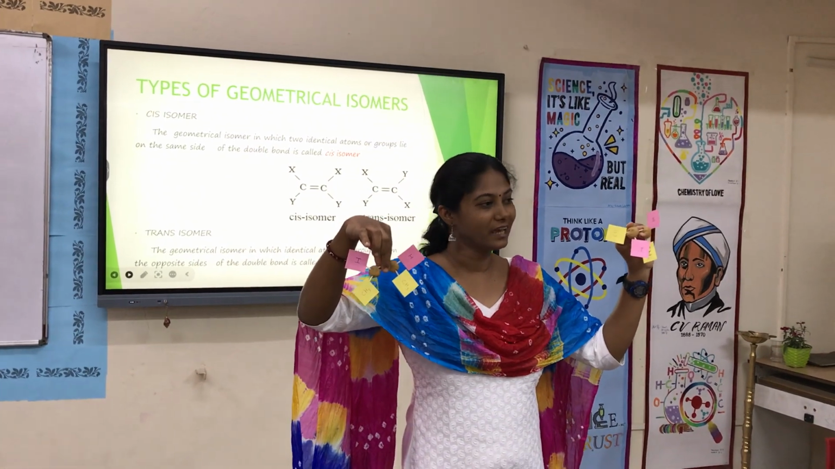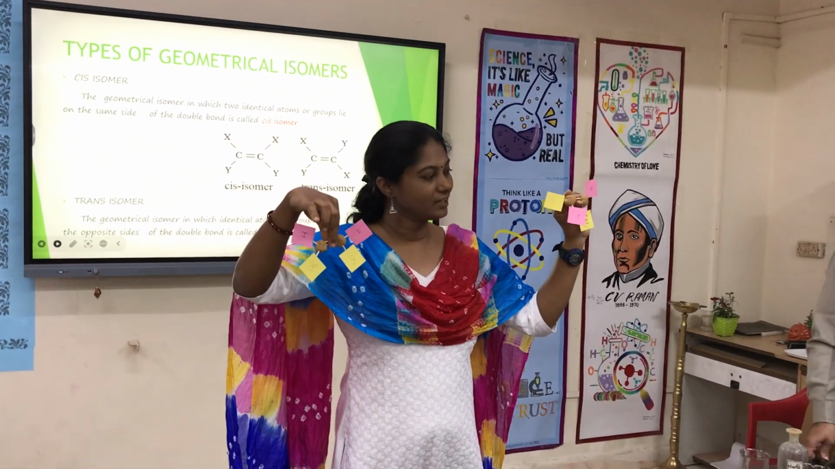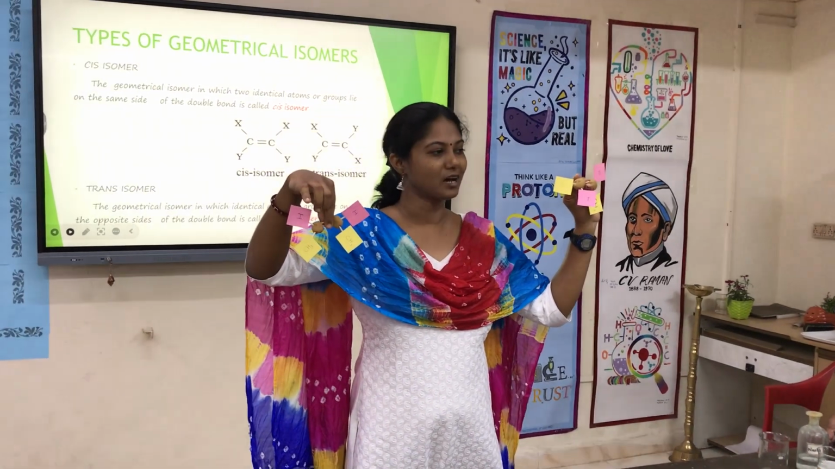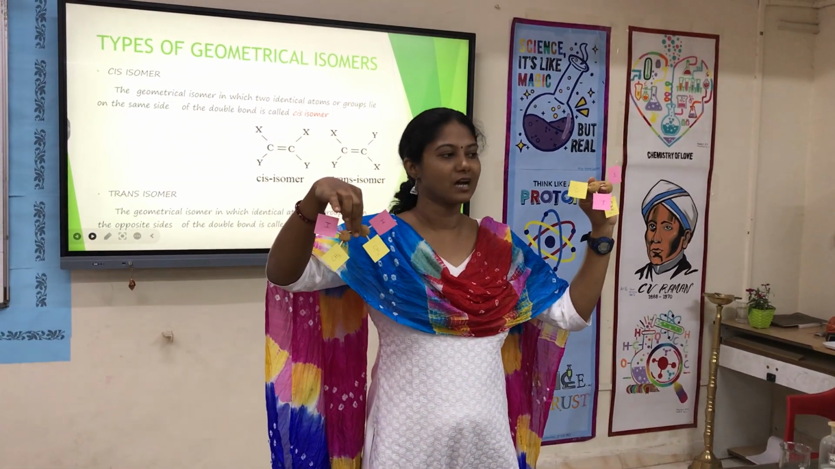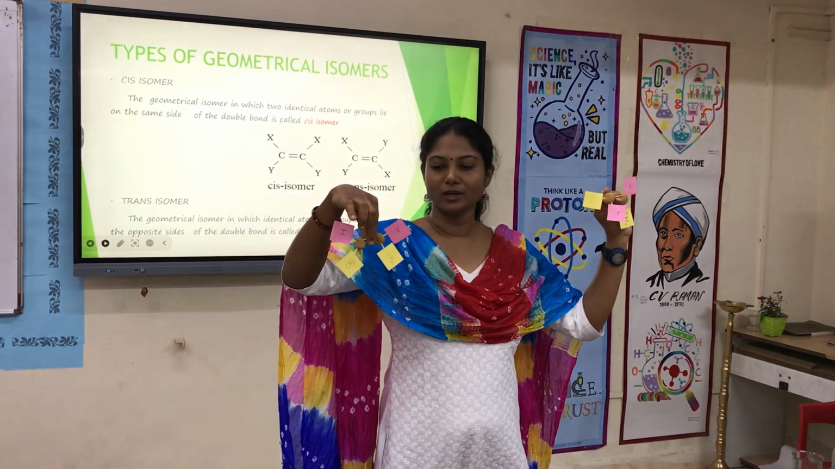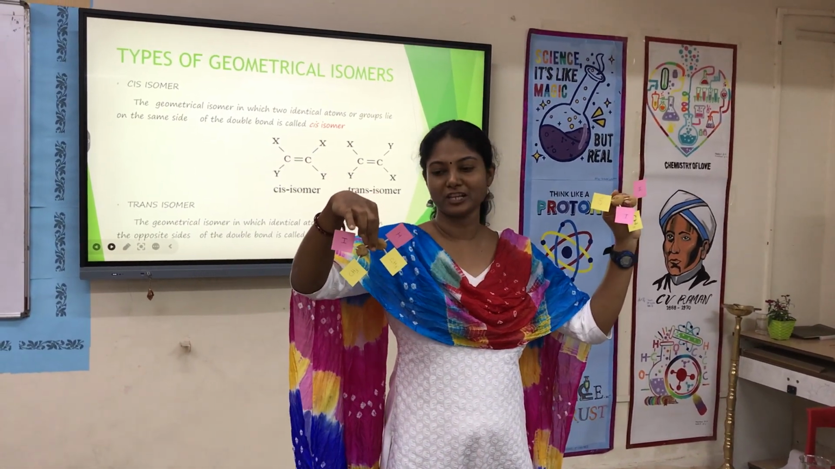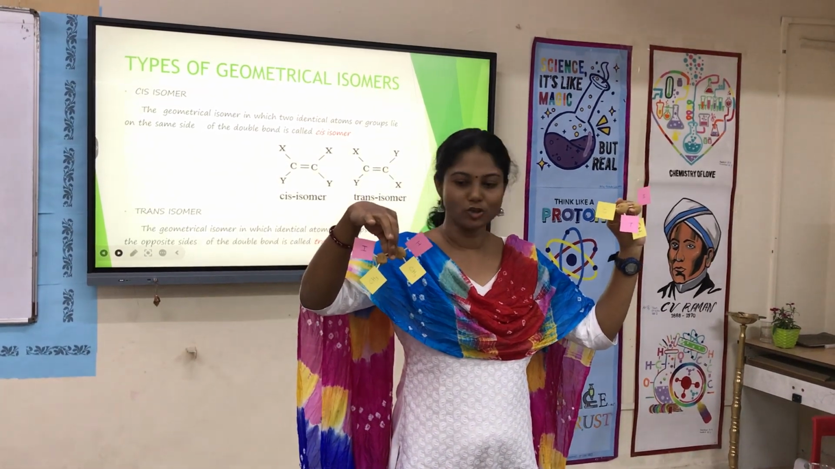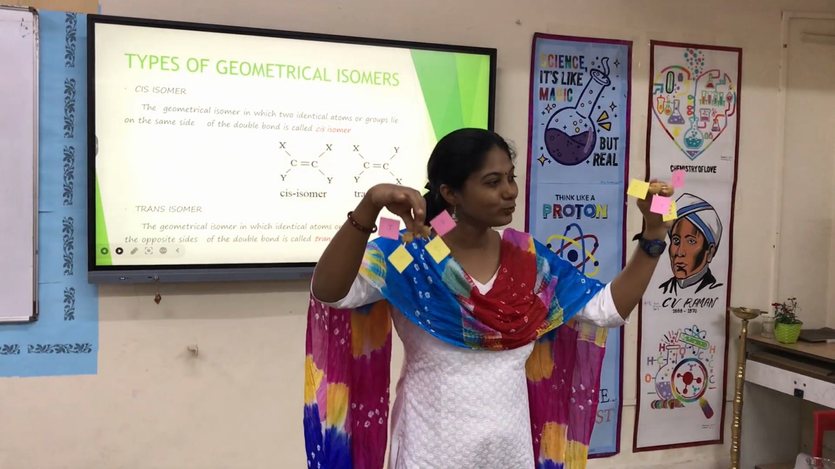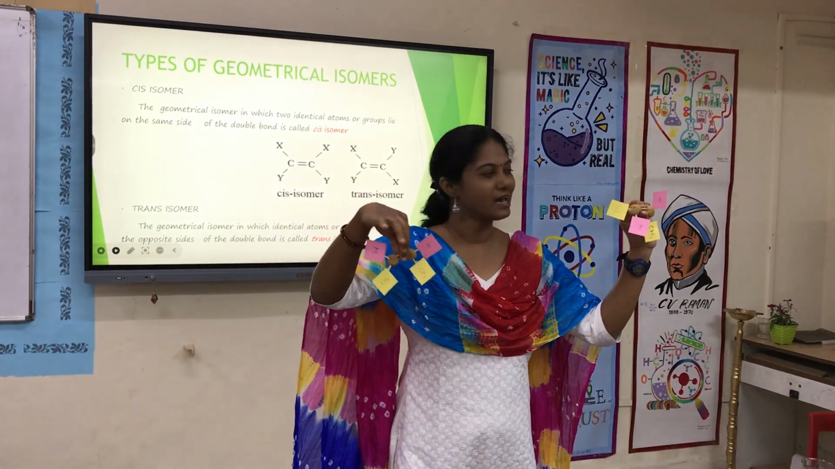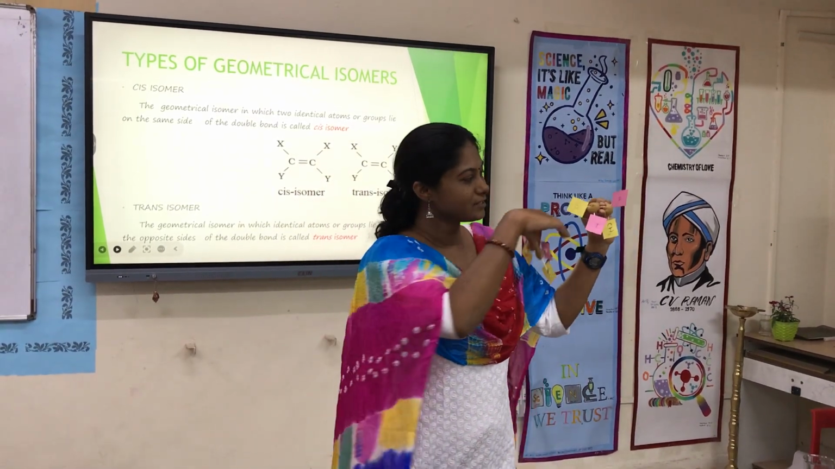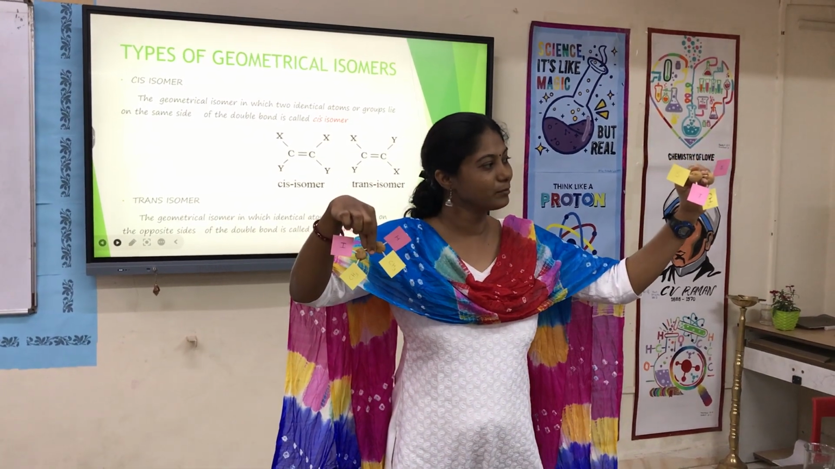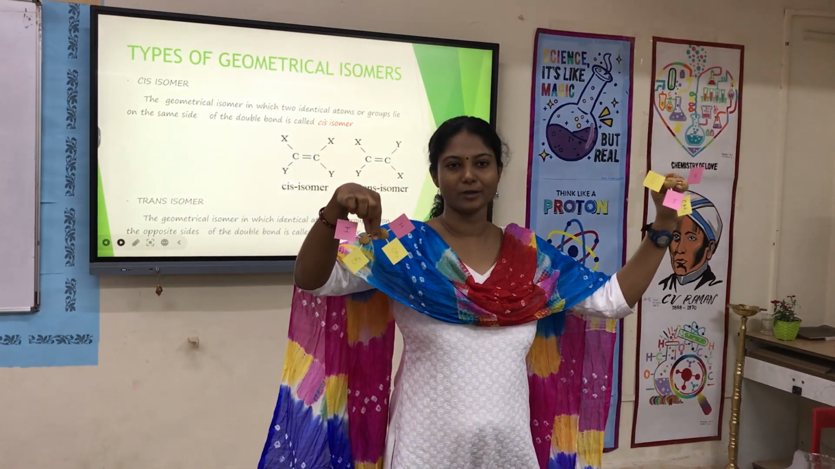They result from the restricted rotation of the carbon-carbon double bond, and the resulting different arrangements we are getting. Due to that, they exhibit geometrical isomerism. And these are the two types of geometrical isomers. In one isomer, the similar groups are on the same side of the double bond, and in the second isomer, the similar groups are on the opposite side of the double bond.